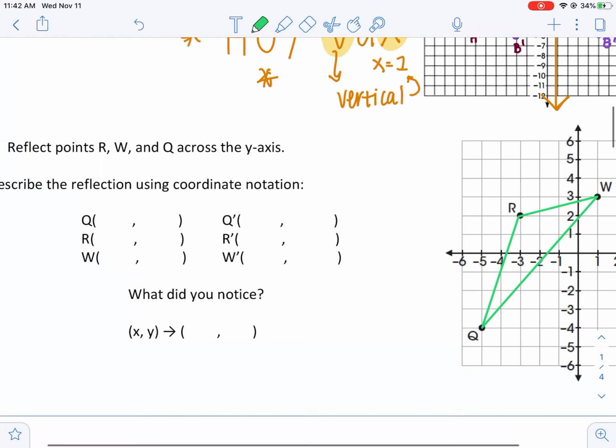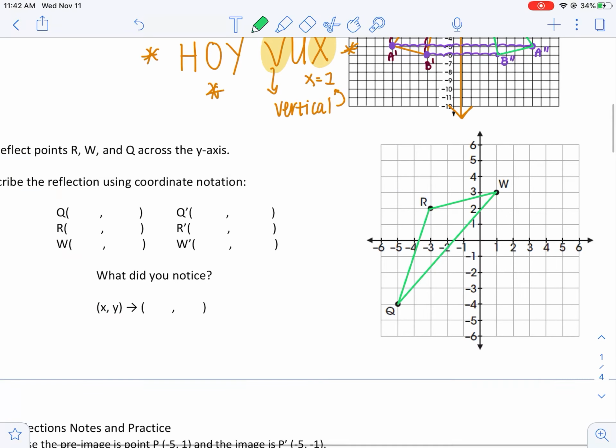Okay, now let's list the points for Q. The coordinate points. So Q is here. I'm going to see that that is -5 on the x and -4 on the y. I'm going to do the same thing for R, which is -3 on the x, 2 on the y, and lastly W is 1 on the x and 3 on the y.